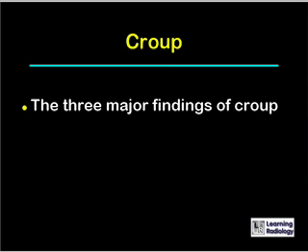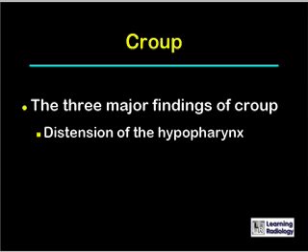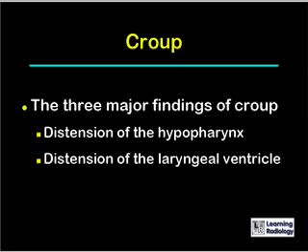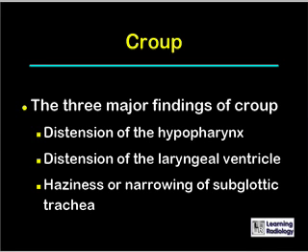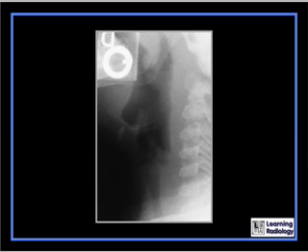The three major findings of Croup are distension of the hypopharynx, distension of the laryngeal ventricle, and haziness and or narrowing of the subglottic trachea.